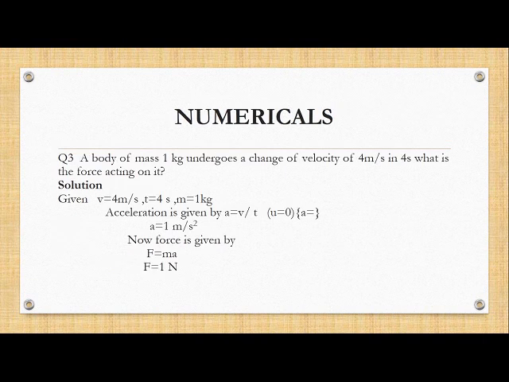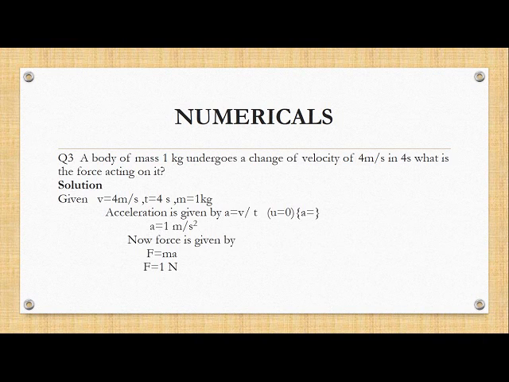Next: if a body of mass 1 kg undergoes a change of velocity of 4 meter per second in 4 seconds, what is the force acting on it? Here, what do we have to find, children? We have to find the force. What is the formula for force? Force is equal to m into a. But where is the acceleration given in the numerical? It is not given. So we have to find the acceleration by using the first equation of motion. You remember? a is equal to v minus u upon t.